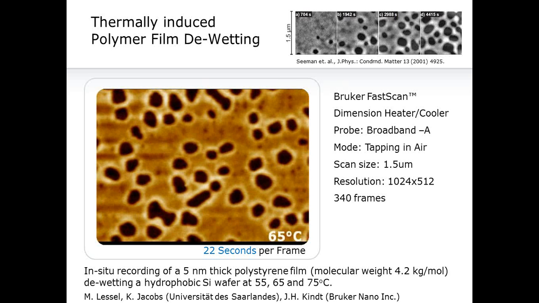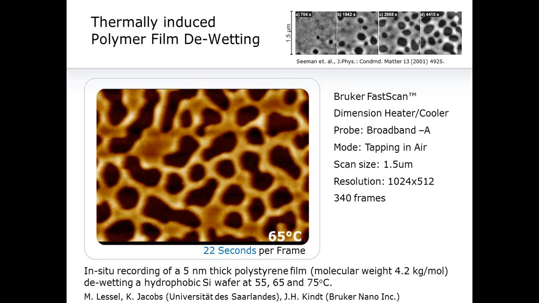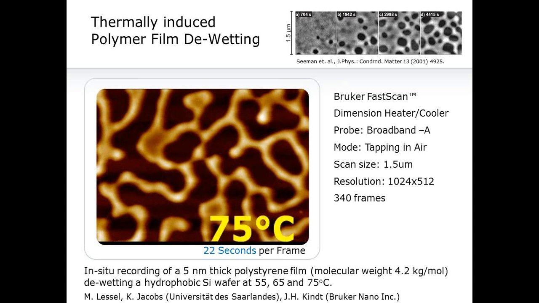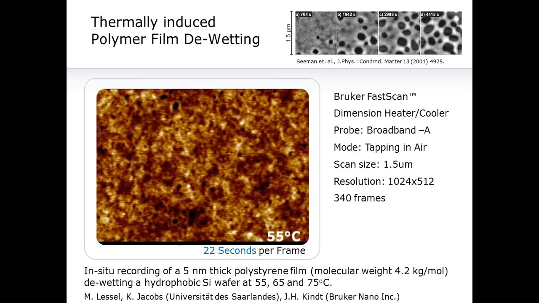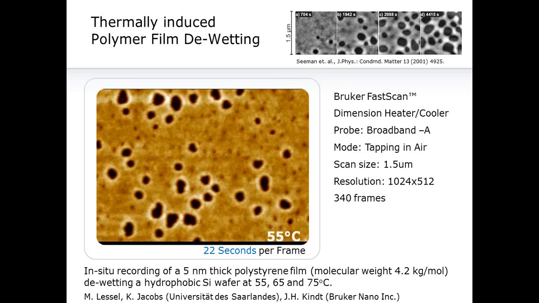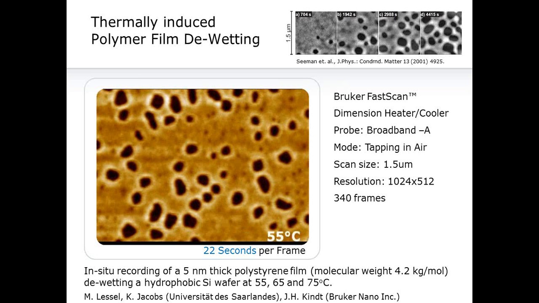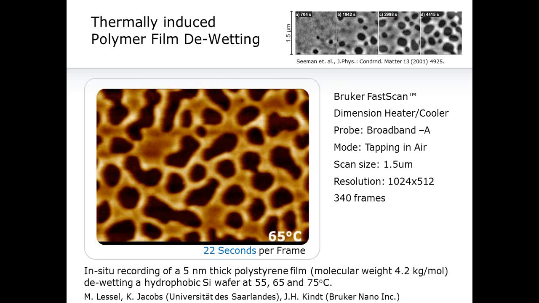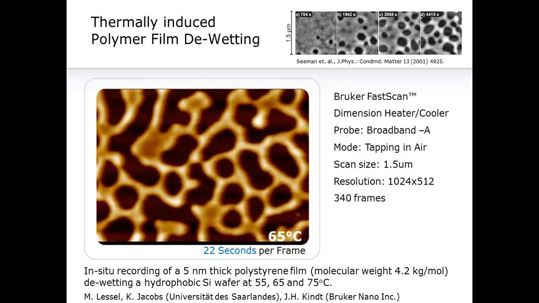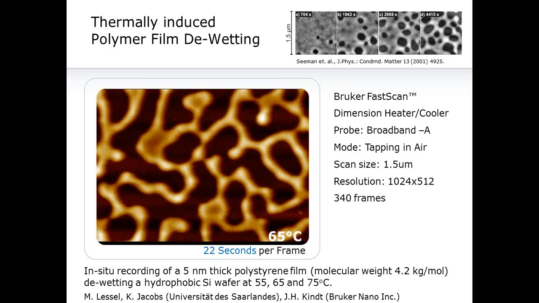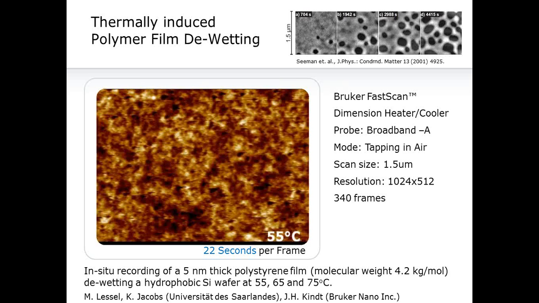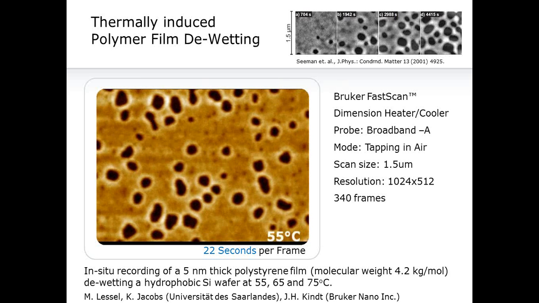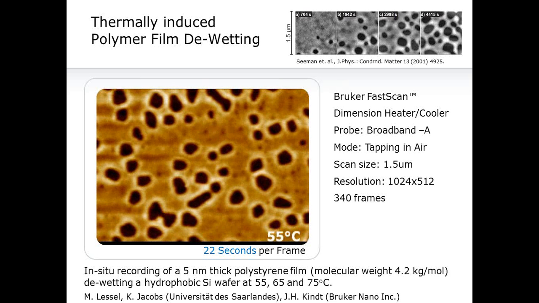The data was recorded with 512 lines at 22 seconds per frame. Initially, the sample is heated to 55 degrees C. Now, hole formation can be observed, one at a time, consistent with thermal nucleation. When the de-wetting process slows down, the temperature is increased to 65 degrees C and finally 75 degrees C. This experiment was performed in collaboration with a group of Karin Jacobs at the Universität des Saarlandes.